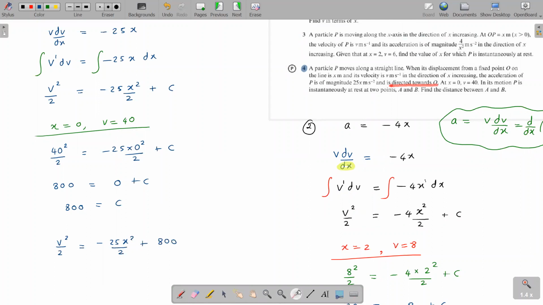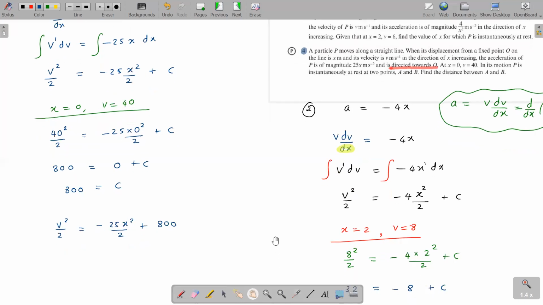So what am I actually supposed to do here? They're saying in its motion, P is instantaneously at rest at 2 points. What are they saying? In this particular motion, where I got the velocity with respect to displacement, the particle is instantaneously at rest at 2 points, A and B. Find the distance between A and B. So when you have instantaneous rest, what's happening? Instantaneous rest means velocity will be 0.